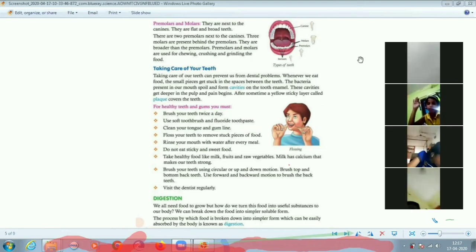Yes, Ipshita, tell me. Ma'am, what is the meaning of circular? Circular means round and round. You should brush round and round in a circular motion, upside, up and down, left, right, and at the back side of your mouth also. Okay. Okay, ma'am.